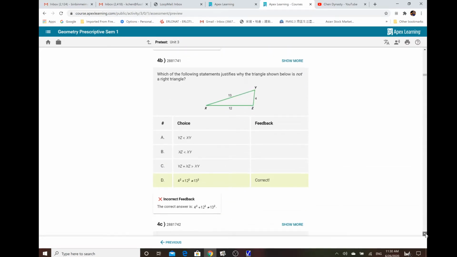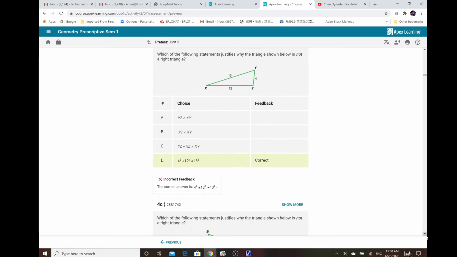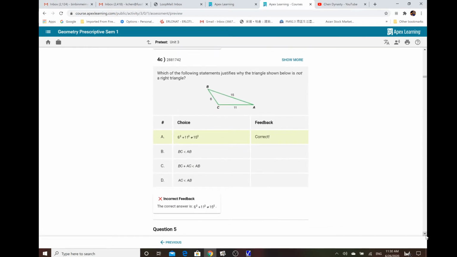Okay, so for B, it's quite similar. So showing that 4 squared plus 12 squared does not equal 13 squared. So for C, again, it's a scalene triangle, so all three sides are different. So that means you want to show that it's a non-right triangle. So we want to prove that a squared plus b squared cannot be c squared.